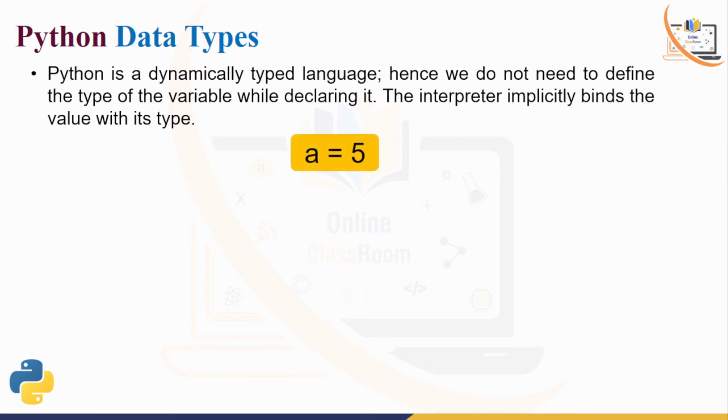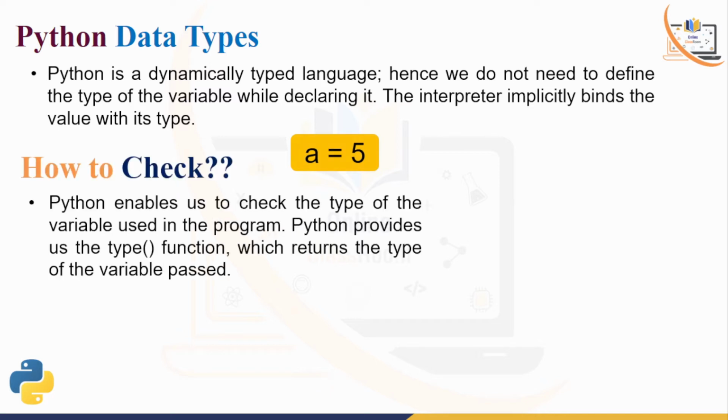Suppose you write a equals 5. Python is an interpreter based language, right? So the interpreter implicitly binds the value with its type, meaning the interpreter implicitly defines the value of a as an integer type. Now the second question is how to check.